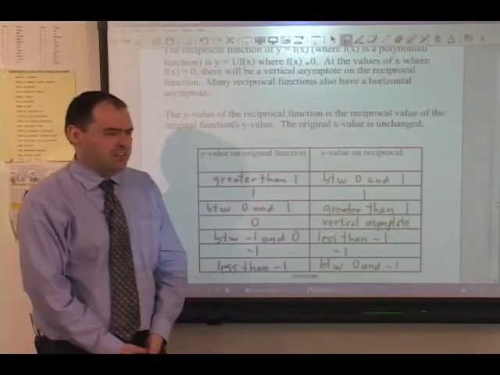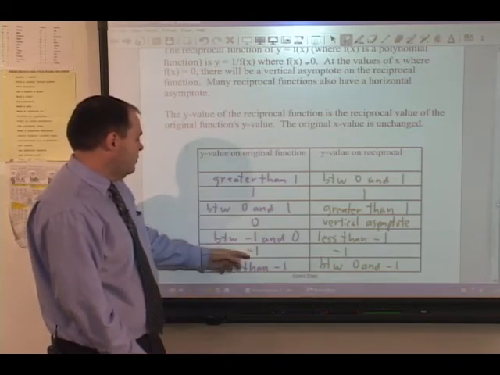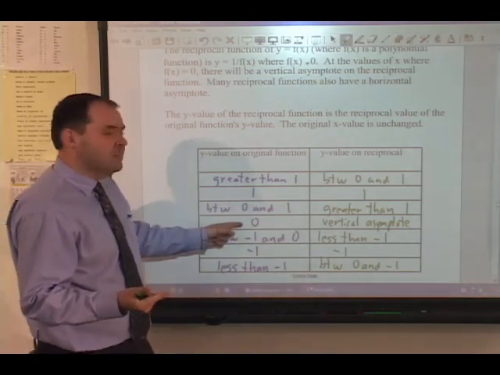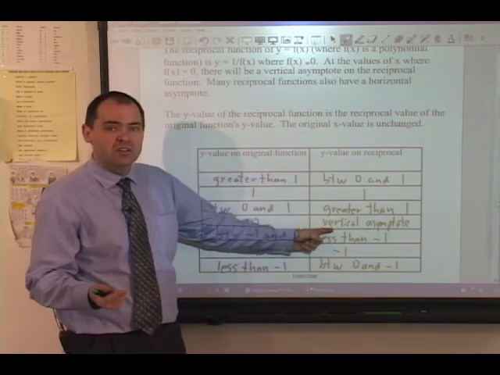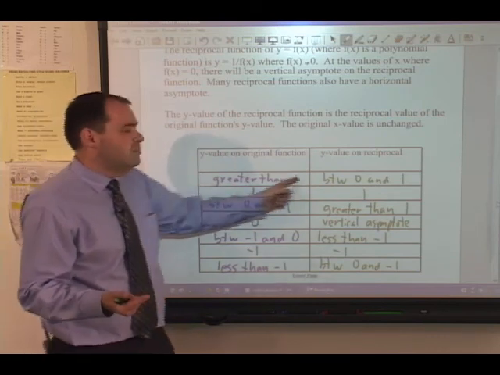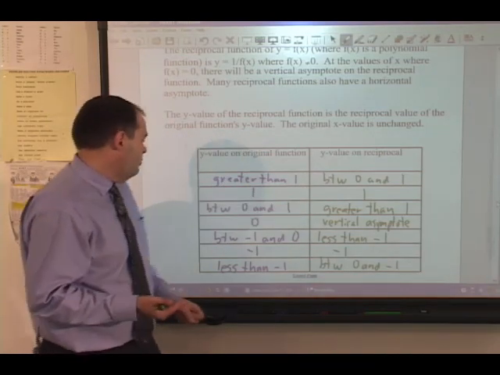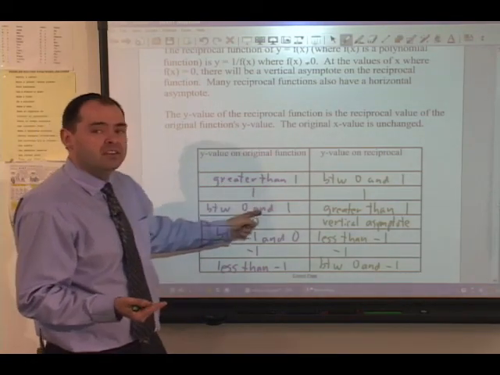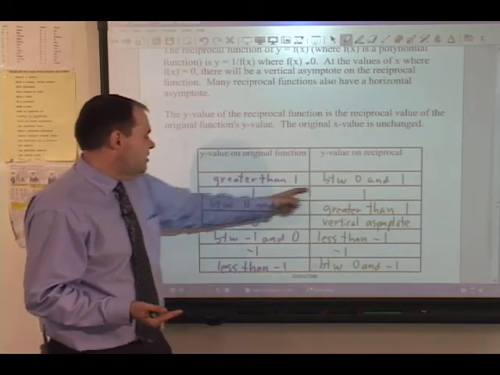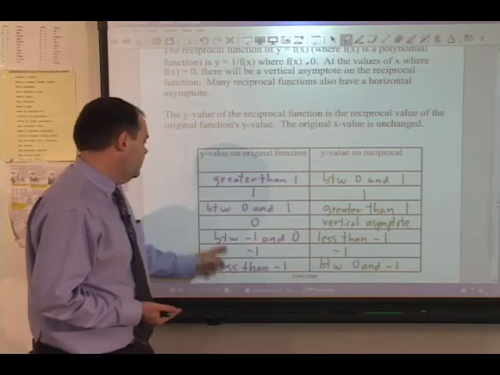So I like to sum all this up in a few basic things. The values of 1 or -1 for y stay the same. Zeros become vertical asymptotes. Points that are far away from the x-axis, farther than 1, end up becoming between 0 and 1. So points that are far become close, and points that are close, between 0 and 1, become further away from 1, become far. 1 stays the same, zeros become vertical asymptotes, far becomes close, and close becomes far.